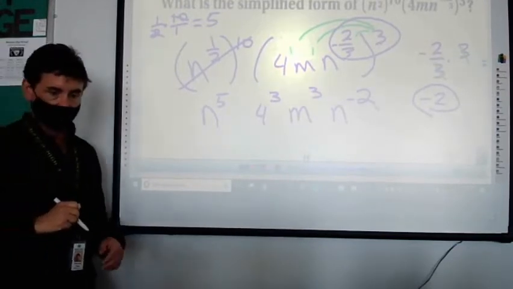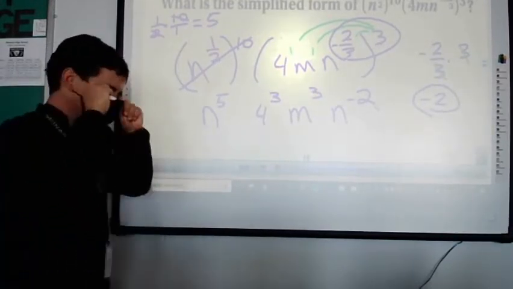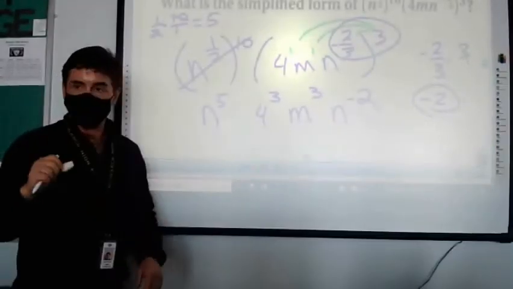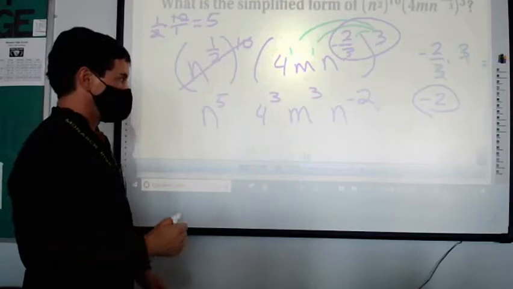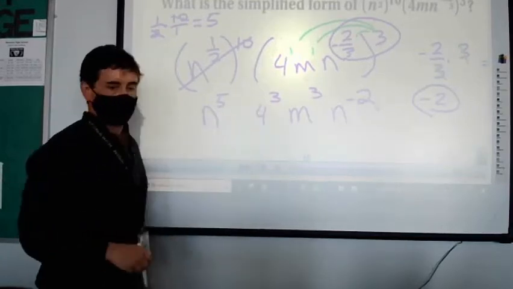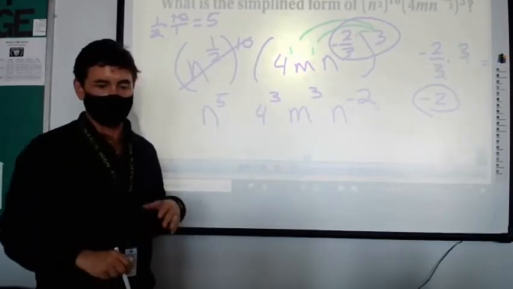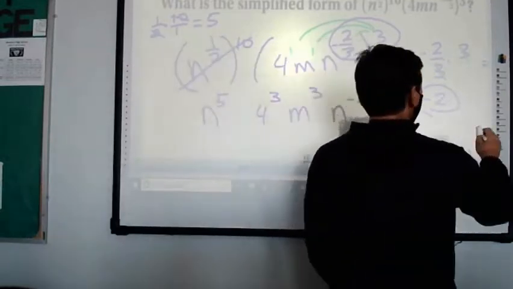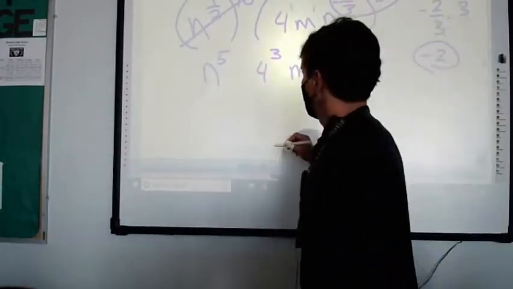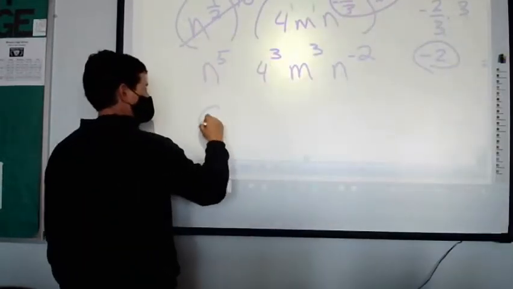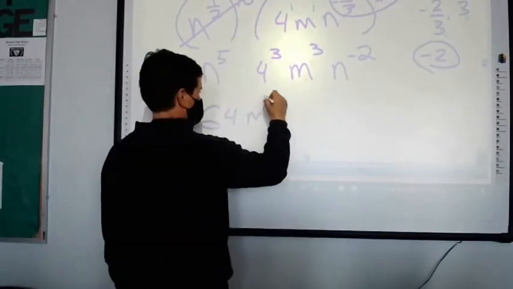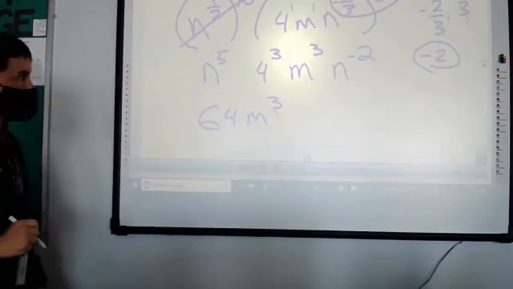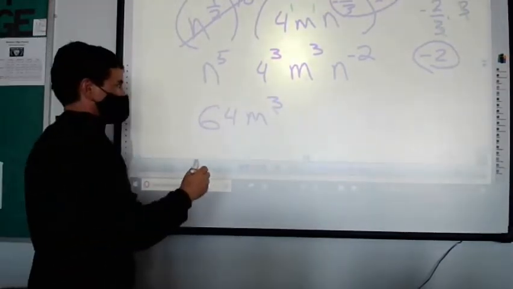So when you write these things as your final answer, you want to write the number part first and then the letters in alphabetical order. So 4 to the 3rd power means 4 times 4 times 4, which is 64. So we have 64. I'm going to do the m next because that comes first in alphabetical order. M cubed. There's nothing else to combine that with.